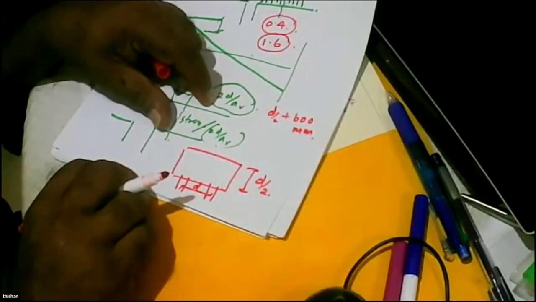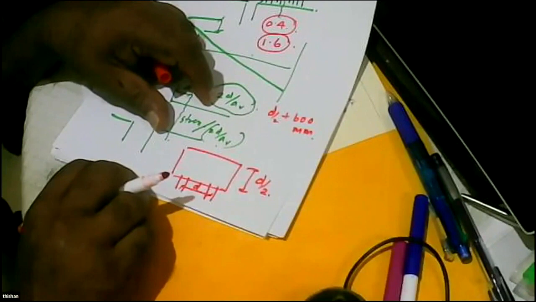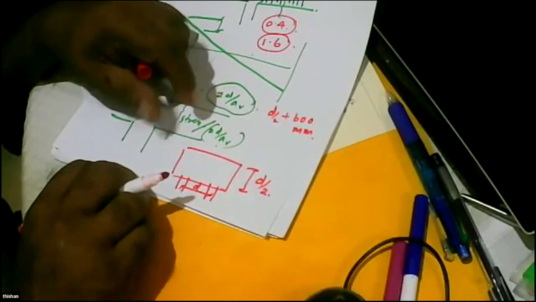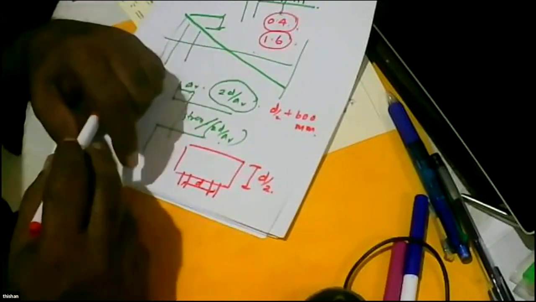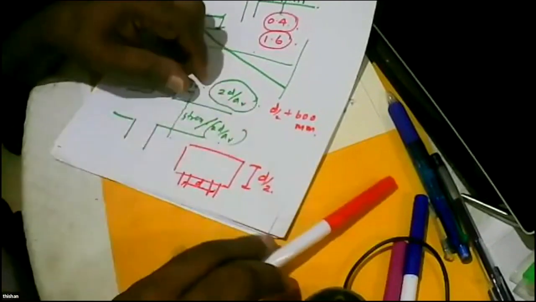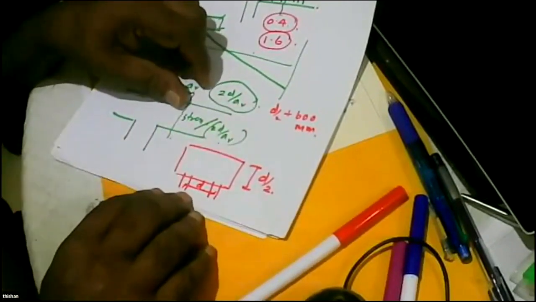We don't use thin pile caps. Always we'll make sure the pile cap thickness is the distance between two piles divided by 2 plus 300 millimeters or 600 millimeters. Have I answered the question, Bandhuka? Yes, sir. It is clear now.